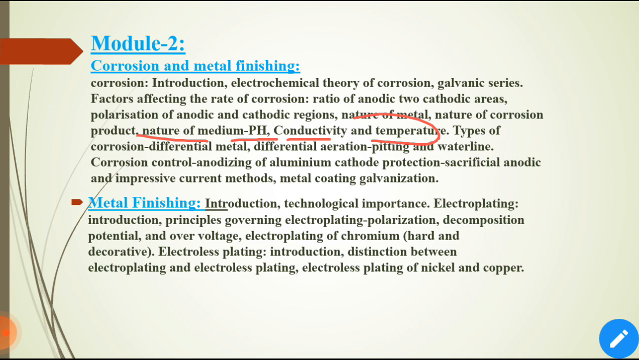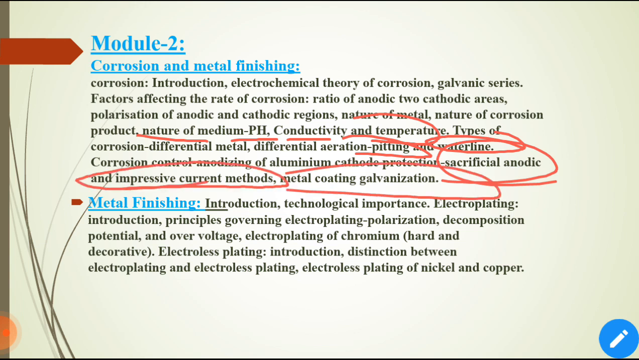Next we have to study the types of corrosion. Differential metal corrosion and differential aeration corrosion. Now in this differential aeration corrosion you have to study two types of corrosion. One is pitting corrosion, another one is waterline corrosion. Okay, next, corrosion control. Corrosion will be controlled by anodizing of aluminum, and next one is cathodic protection is also studied. Okay, in this cathodic protection we have to study sacrificial anode and impressed current method. Next is metal coating, galvanization.